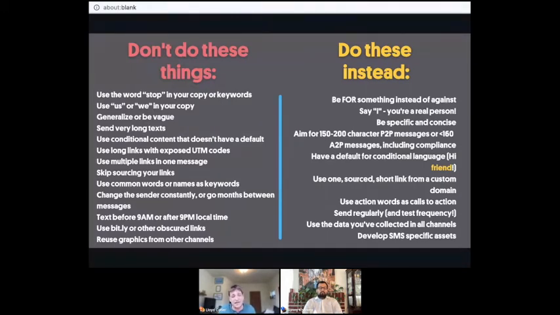Don't skip sourcing your links way too often. I just got a text the other day from a candle company that sent me a sale, right? And it didn't have any source links. So the link wasn't sourced. So how do you know that that's working, right? How do you know that you should spend your money on this? How do you know that these are people who are likely to answer your texts? Stuff like that. So you want to think about making sure your links are sourced.